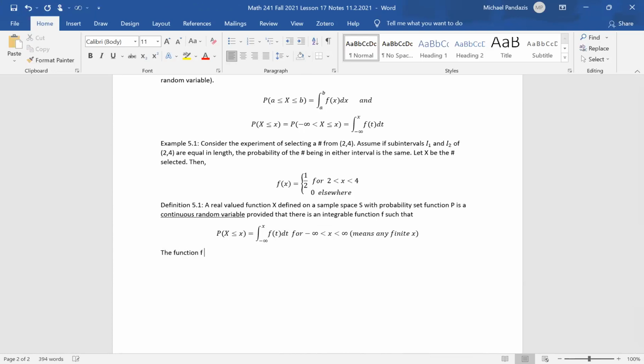The function f is a probability density function of the random variable capital X. Okay, so we call this function little f here a probability density function of the random variable X.